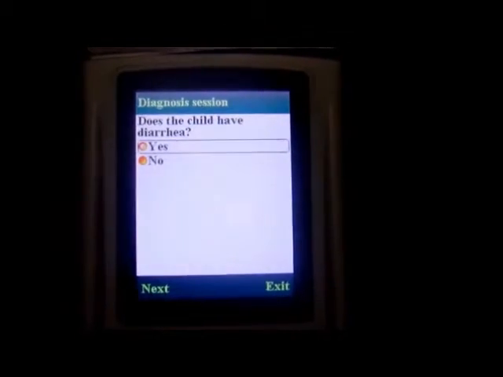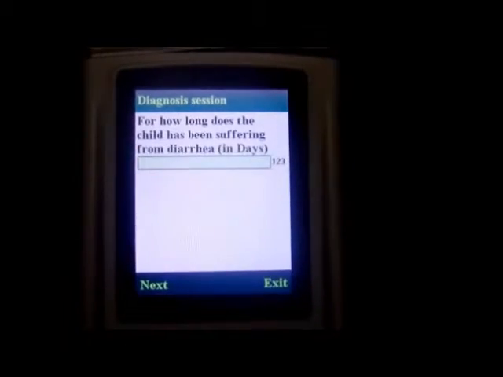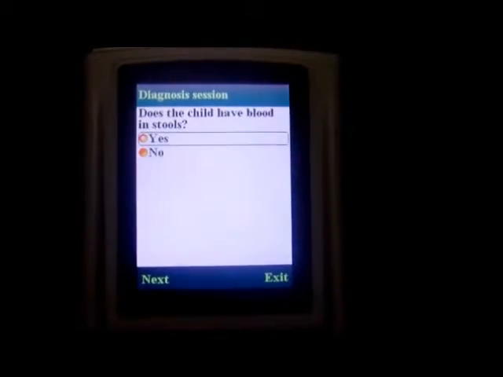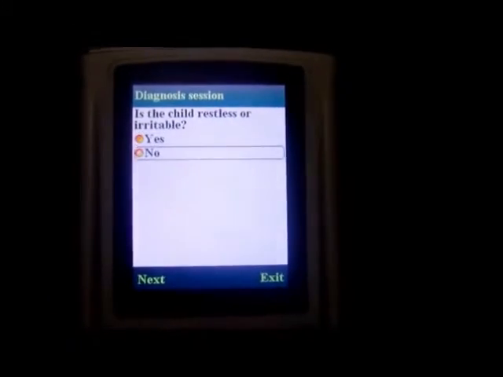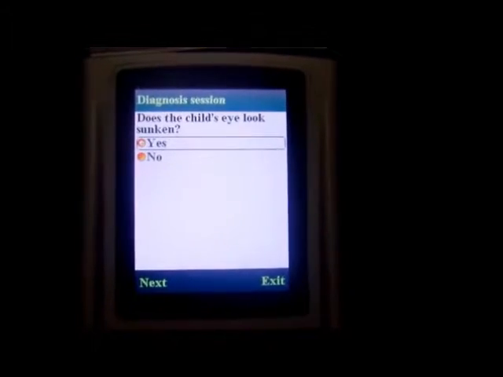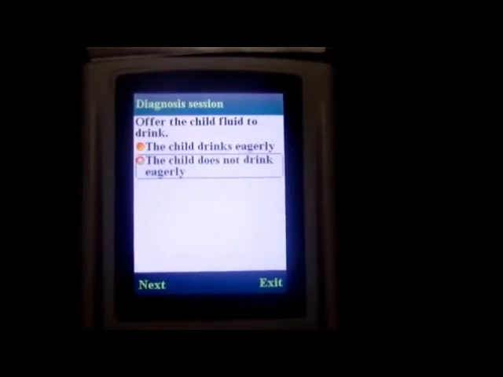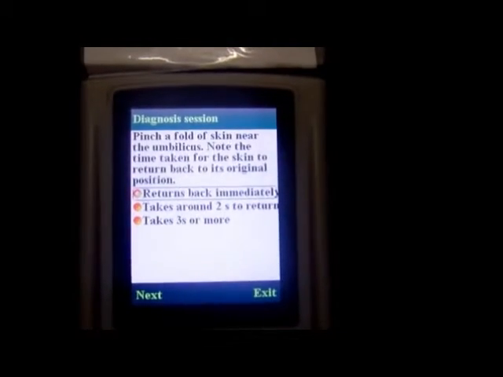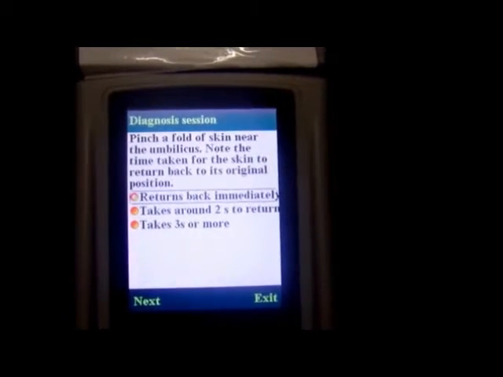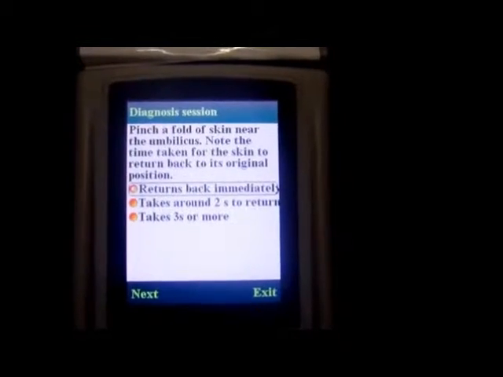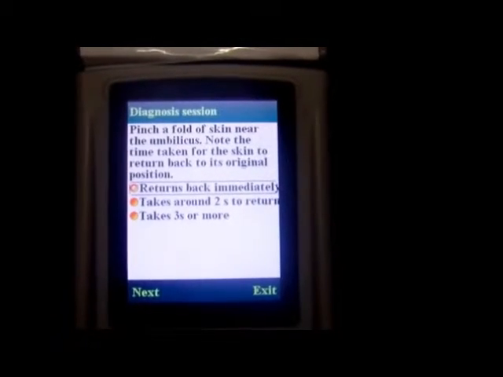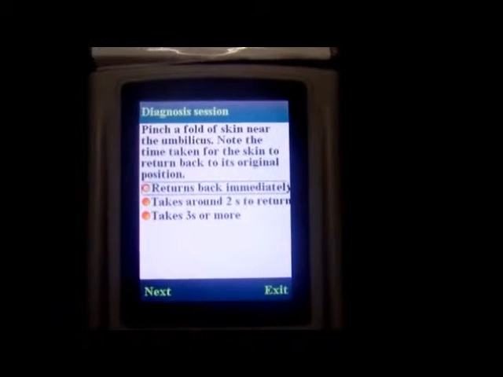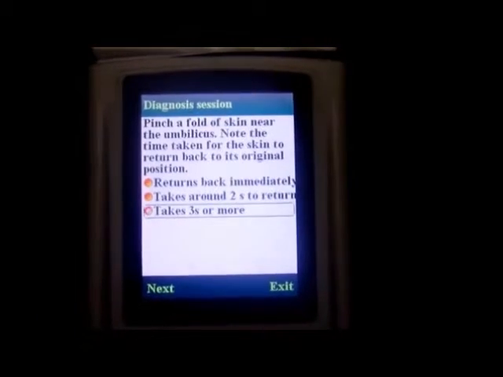If you remember, Rama has been having diarrhea for the past 10 days. On being asked whether she had passed blood in her stools, her mother says yes. However, she is not irritable. Her eyes look sunken. On being offered fluids to drink, she does not drink eagerly, which would invoke a suspicion towards a possible dehydration. In order to confirm, the village health worker is asked to perform a simple skin pinch test for which she is already trained. And it takes more than 3 seconds for the skin to return back to the normal position.